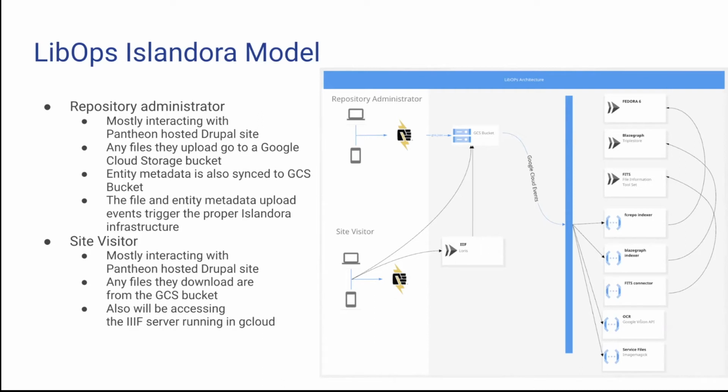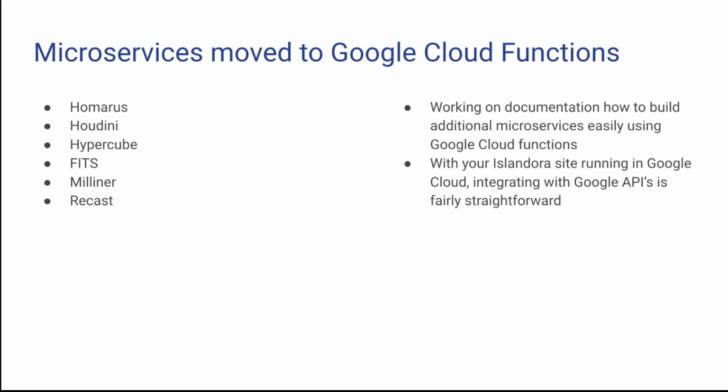As a repository administrator, you're mostly going to be interacting with Pantheon, and that's your Drupal website. That's already the brains of Islandora, so that should be known and familiar. You'll basically be uploading to the bucket, and then all the microservices will get handled behind the scenes. All your site visitors would also be interacting directly with Pantheon. If there were files on the GCS bucket, they could download them. There's an IIIF service that they'd also be interacting with, not directly, but through the website itself. That's kind of spoken to in that last diagram.